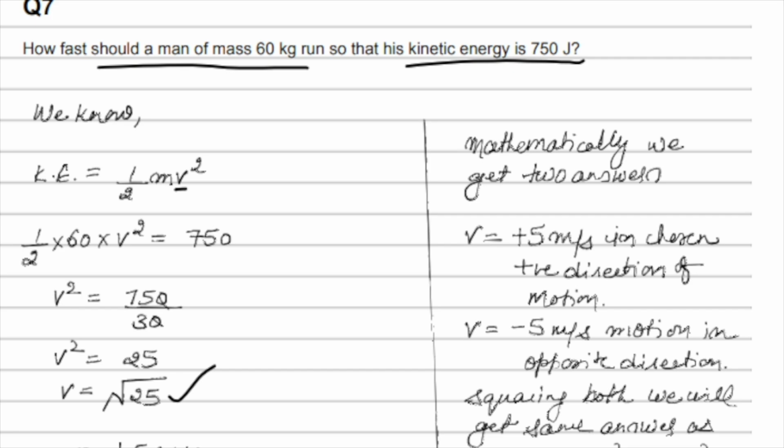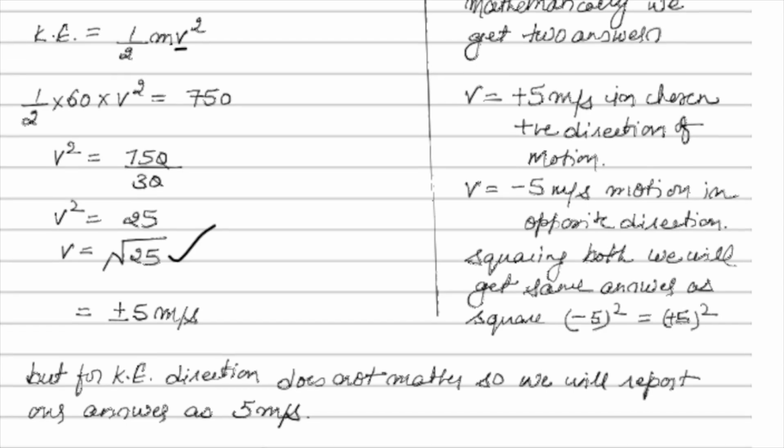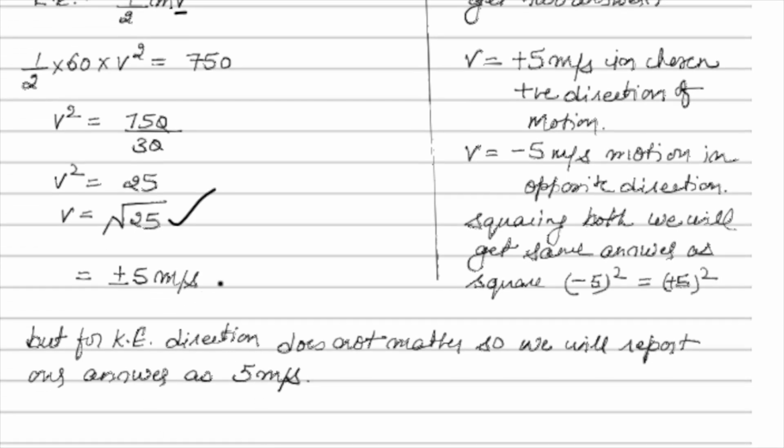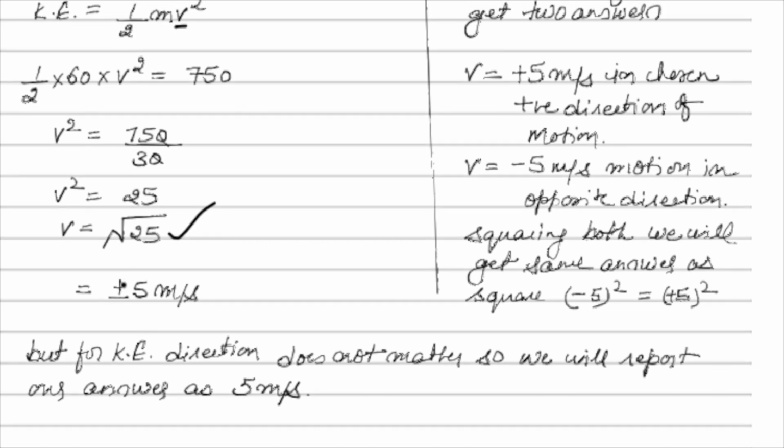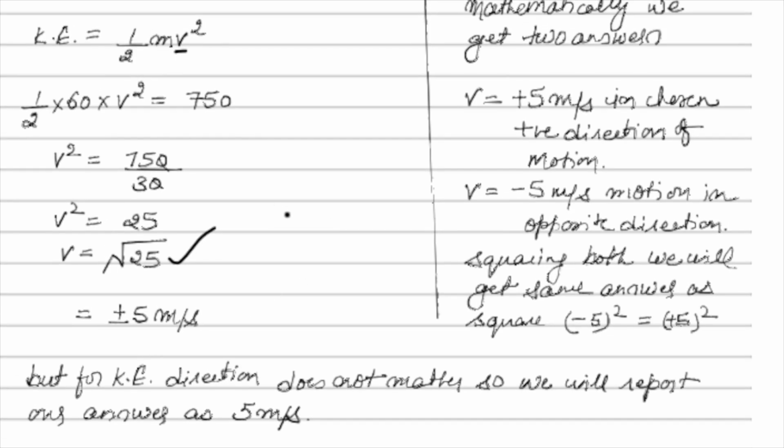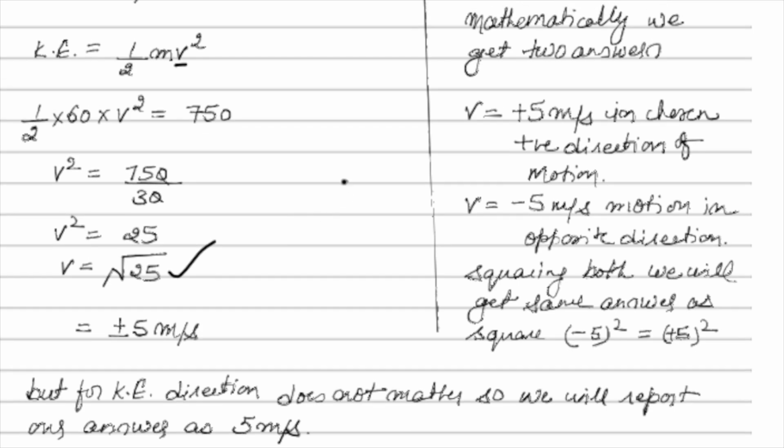So why two answers? We will report the positive answer because speed is always positive. But if you want to know why these two answers are coming, it is because kinetic energy does not depend on which direction the velocity is. So let's say you have considered 5 meter per second in this direction as positive, so 5 meter per second this way. Okay, so this will give the same kinetic energy that is discussed here.